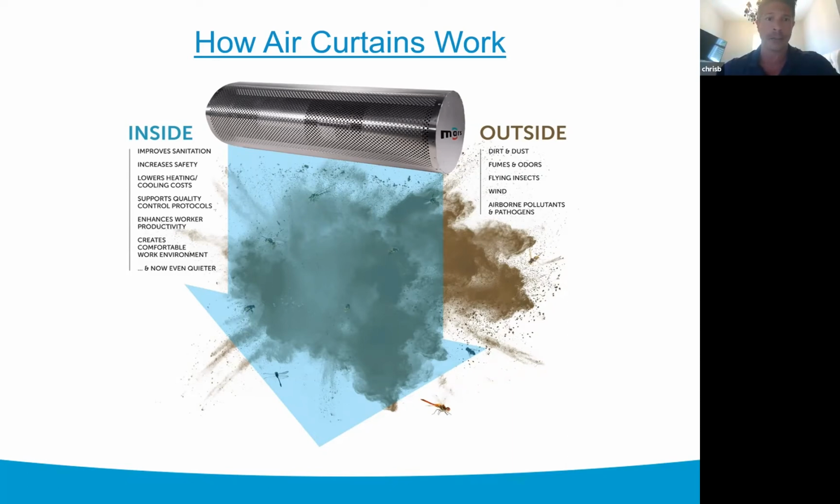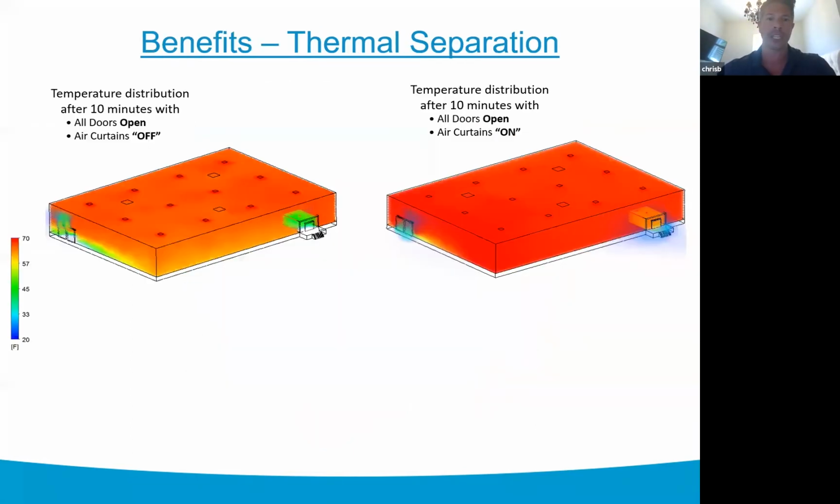Also, again, on the outside, main purpose, we're keeping that dust and debris out. We're eliminating any fumes or odors from migrating into that space. Flying insects, fly control, we can provide a solution there. Wind gusts, and again, any airborne pathogens or viruses as well. We're keeping that stuff out, protecting the inside of that building, okay?